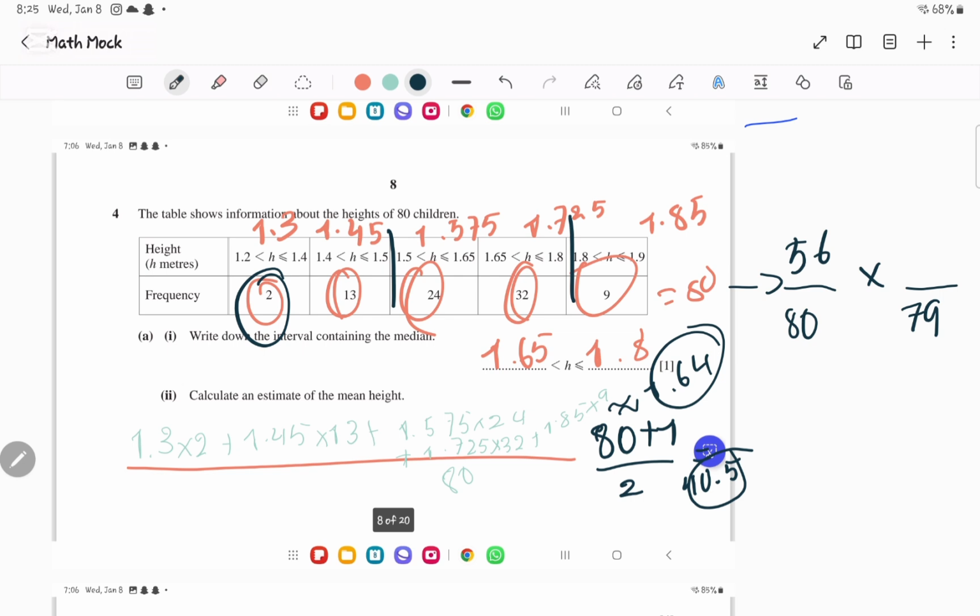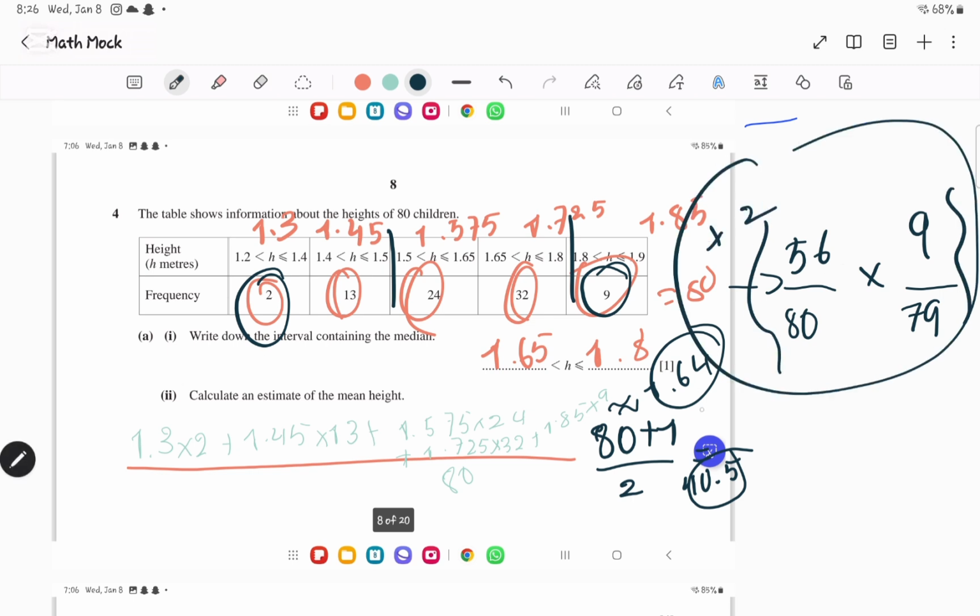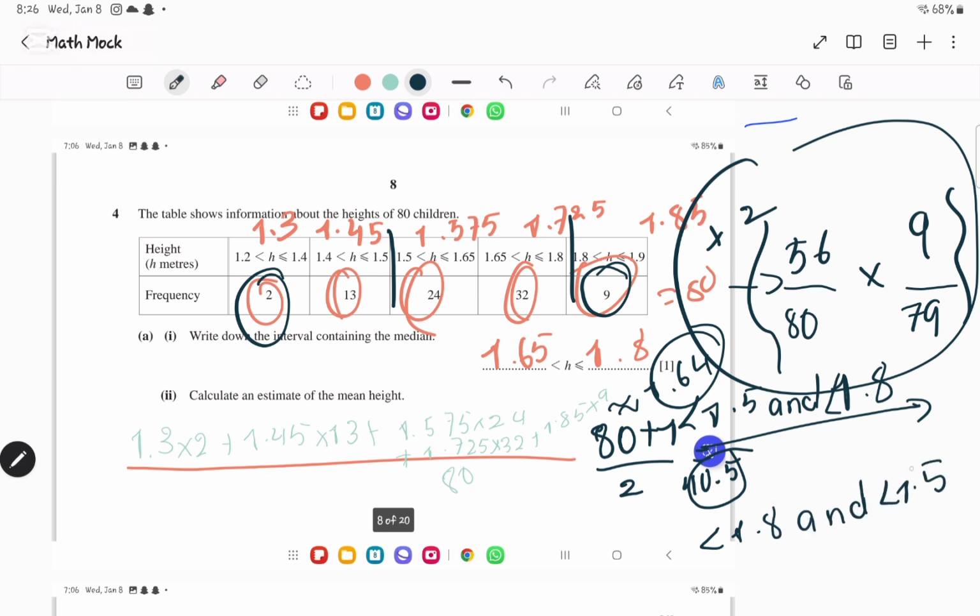So minus one child. And for the children whose height is above 1.8 meters, it is only 9. So you can do it like this, but then we have to multiply it by 2. Let me explain why. We can either get greater than 1.5 and greater than 1.8 in this order, or greater than 1.8 and greater than 1.5 in this order. So you can have AB and BA.